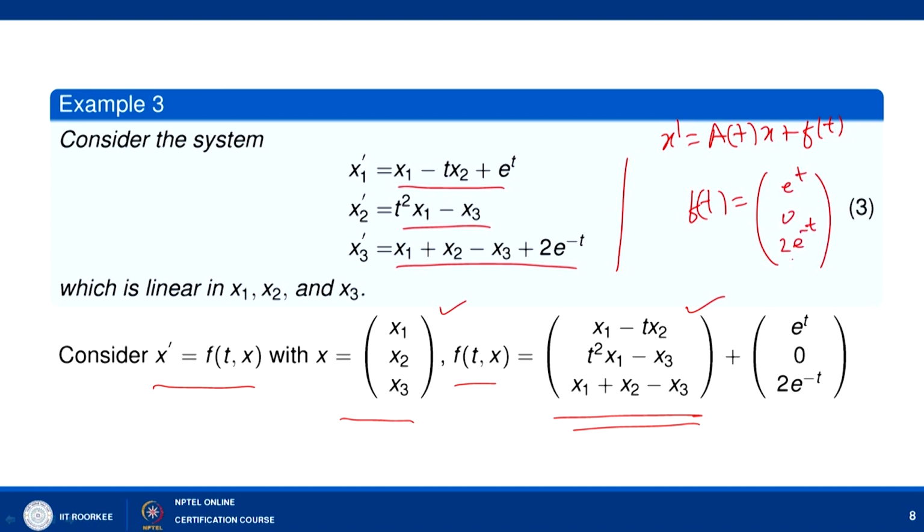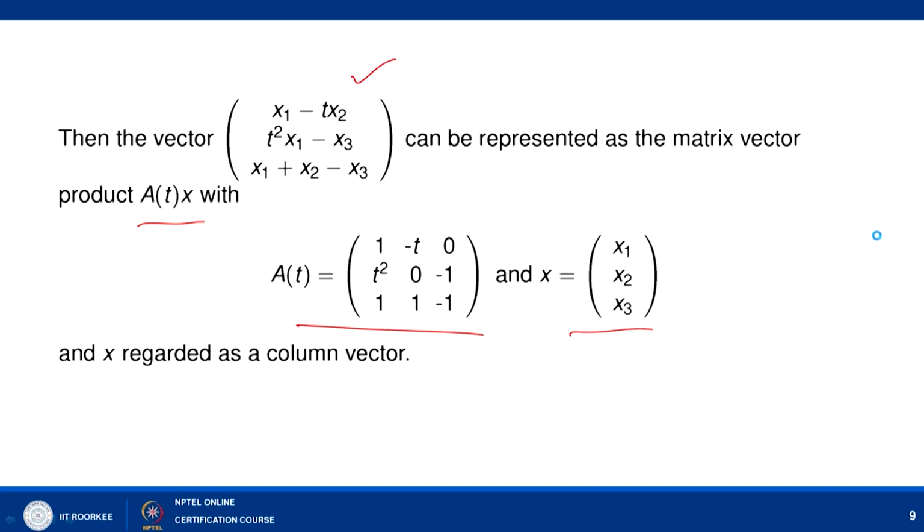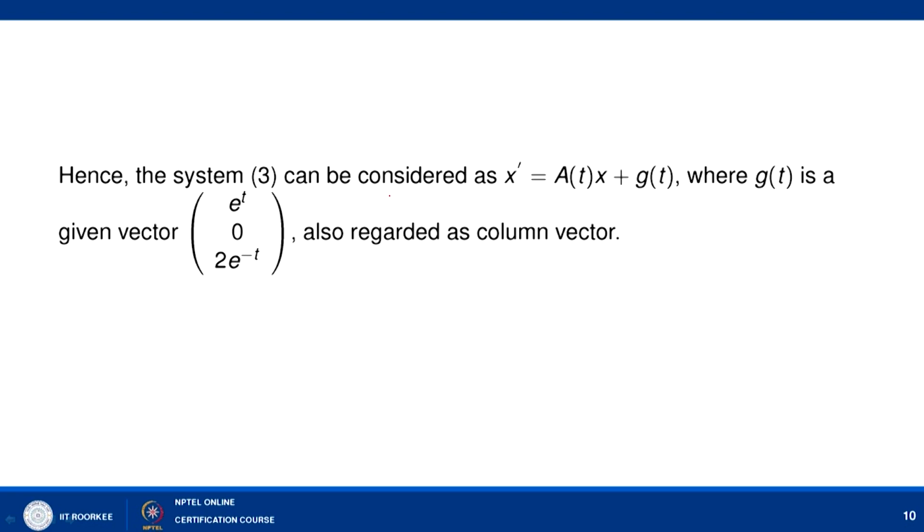So the system given as equation number 3 can be reduced to x dash equal to A(t)x plus f(t), where f(t) is given like this and A(t) is defined as follows. Here x is regarded as a column vector, and the system 3, as we have pointed out, is written as x dash equal to A(t)x plus g(t), where g(t) is a given vector (e to power t, 0, 2 e to power minus t), also regarded as a column vector.